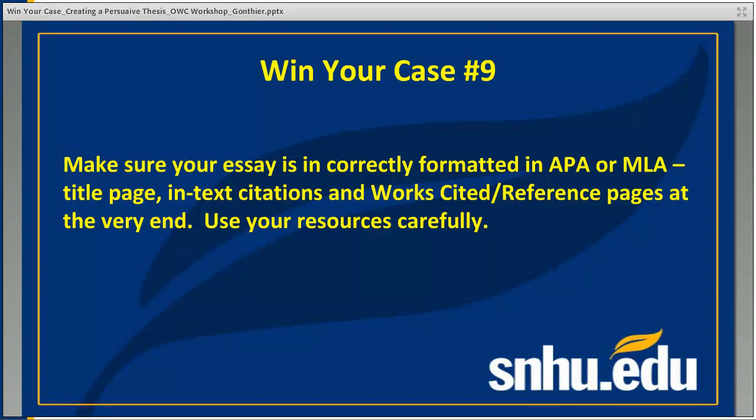When you're at case number 9, make sure the essay is correctly formatted in APA or MLA. Okay, title page, in-text citations, works cited, reference pages at the very end. Use your resources carefully. If you're coming here from another course, some history course, then the same thing applies. If you're using Turabian, the Chicago style, it's all the same. And in some cases it really is. Good research is good research. It's just a matter of what formatting you're using.